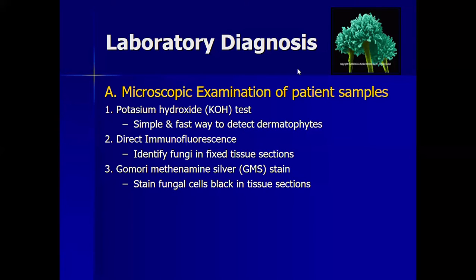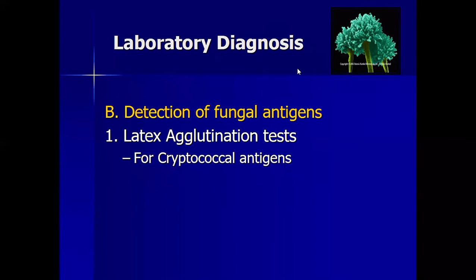Then you can do serological tests like direct immunofluorescence. This is to identify the fungi in fixed tissue sections, biopsy samples. Then you can also do staining like using your Gomori methenamine silver stain. This stains the fungal cells black in tissue sections. Okay. Another is serological testing for fungal antigens. So you can have slide tests like your latex agglutination test. A typical example of this is for cryptococcal antigen detection.